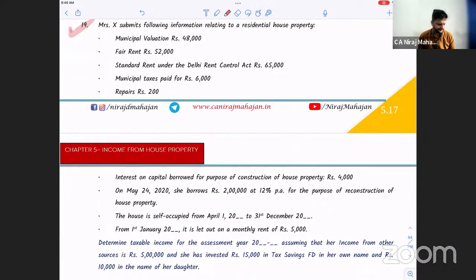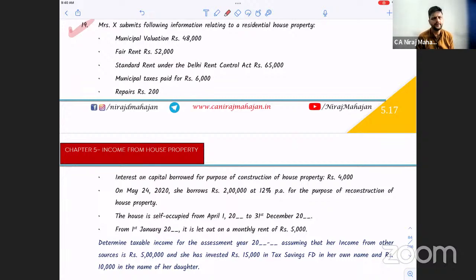19. Ready? Mrs. X submits the following information relating to a residential house property. Municipal valuation 48,000. These figures are very, very small. We'll take it as it is right now. Fair rent 52,000. Standard rent is 65,000. All these figures are for the year. Municipal taxes paid actually 6,000 rupees. Repairs 200 rupees. Interest on capital borrowed for purpose of construction 4,000.